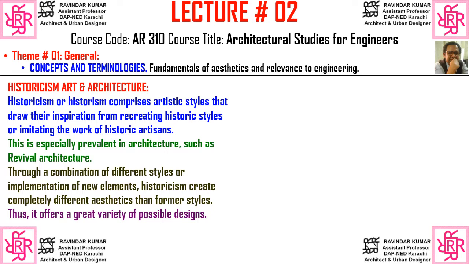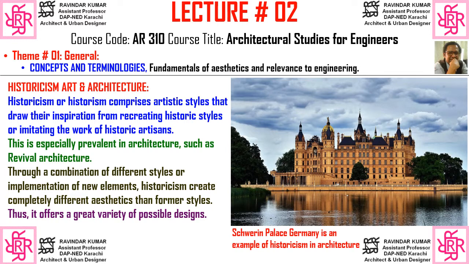So historicism is the architectural styles that take inspiration from recreating historic styles, where whatever earlier architects have done is repeated in historicism art and architecture. This is Schwerin Palace, Germany. It is a classic example of historicism in architecture, where an old style of palace is developed into a new building.